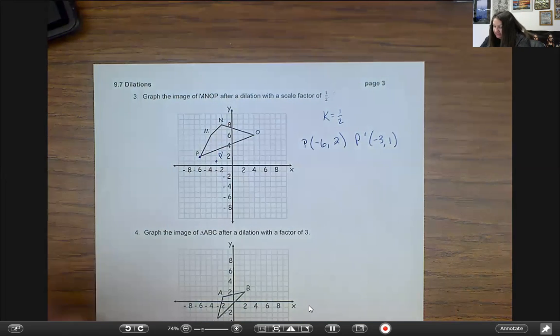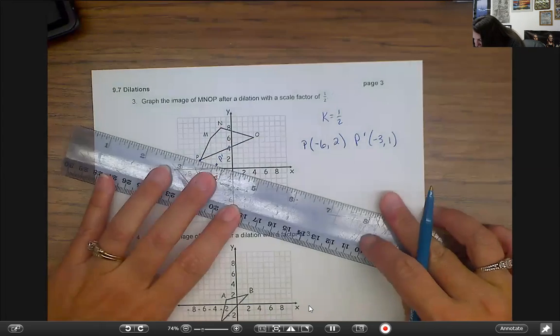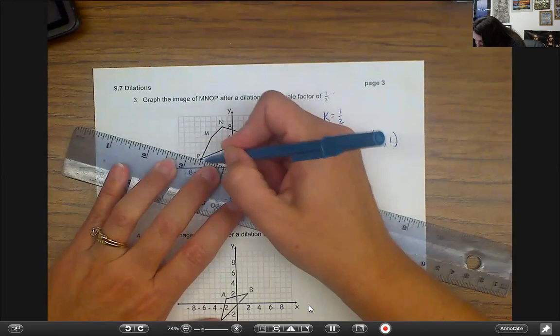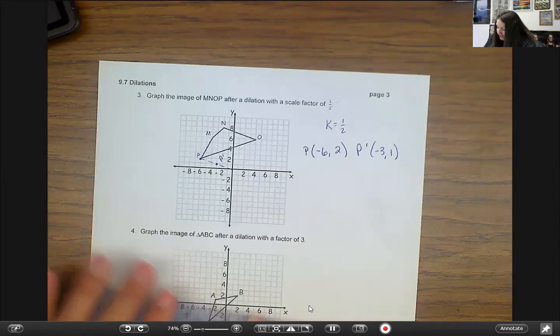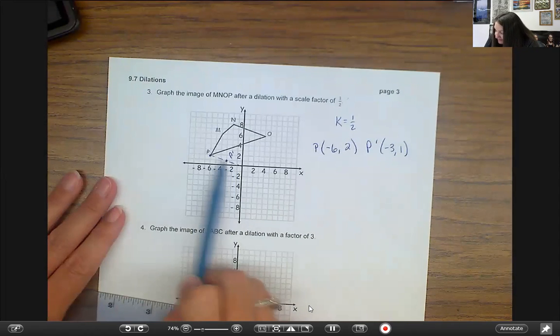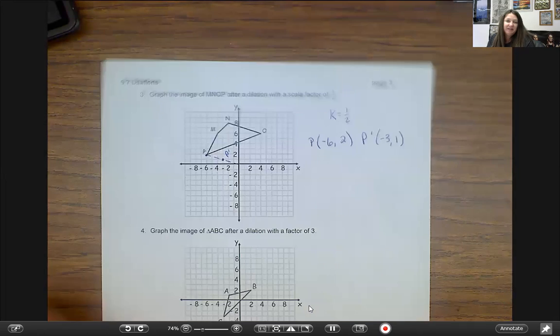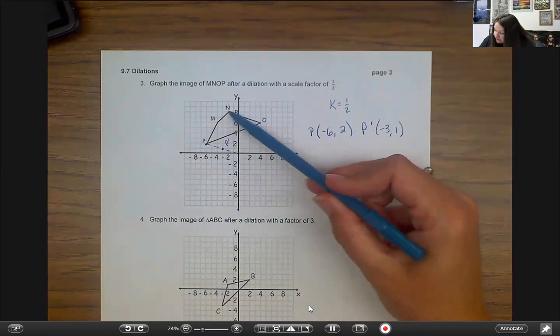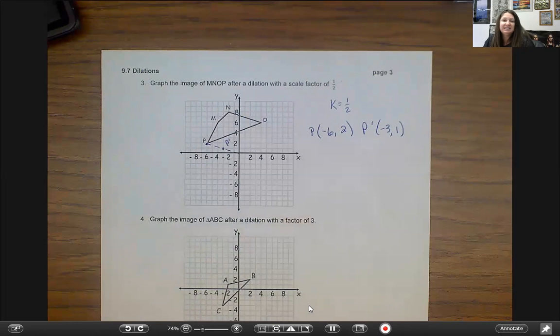And then you could see that, yes, that would line up with the origin on my graph, and it's half the distance the original was from that center. If you plot out your other vertices, you should get a similar polygon when graphing that.